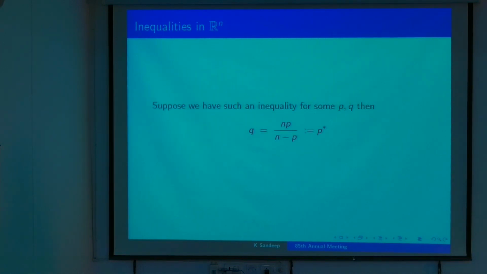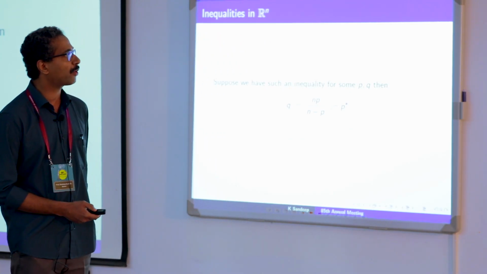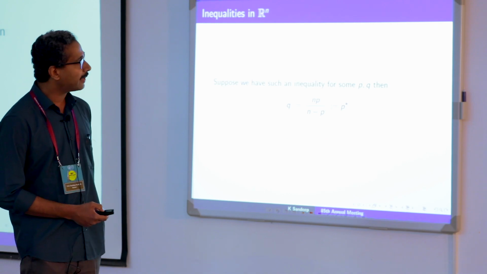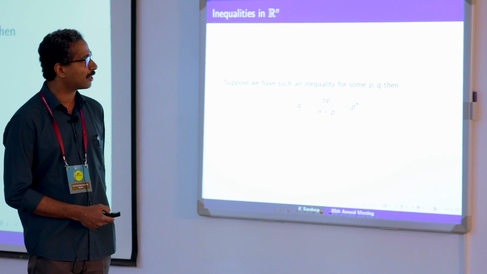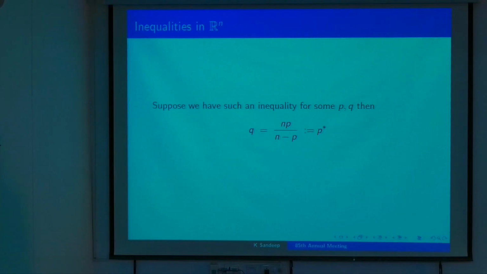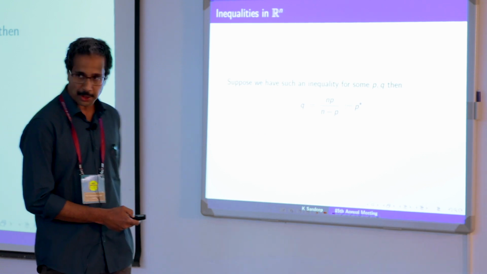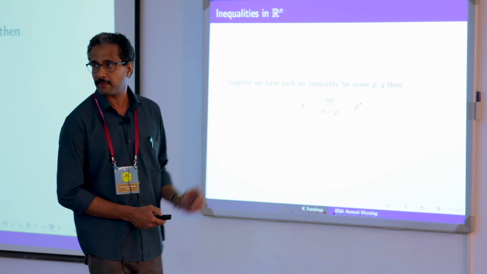And the answer is, if you have such an inequality, it is not possible for any arbitrary p and q. There has to be a relation between q and p, and this q has to be a function of p which is given by np by n minus p. From this term itself you can see that if n minus p is equal to 0, it has to be a problem. Or if p is greater than n, this is going to be negative and so on. So there are issues. Okay. So if such an inequality holds, there has to be a relation between q and p.